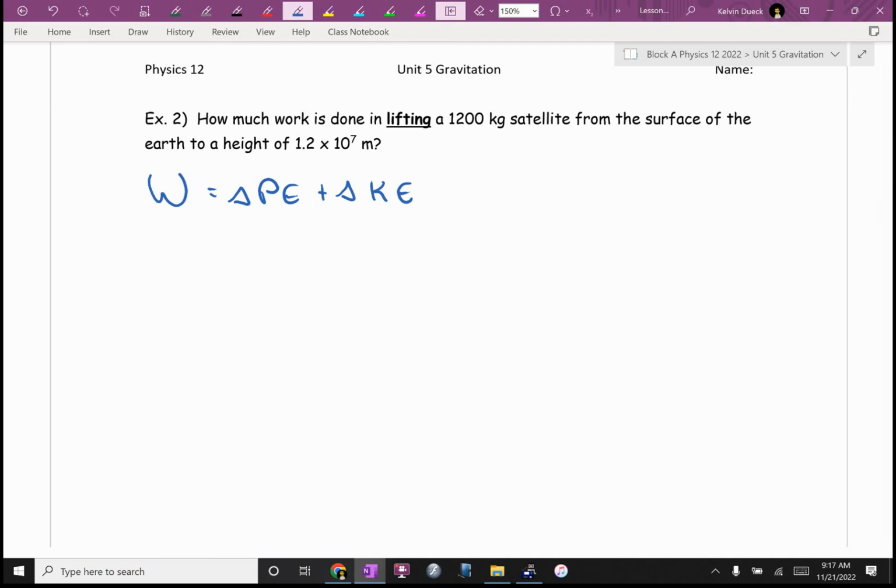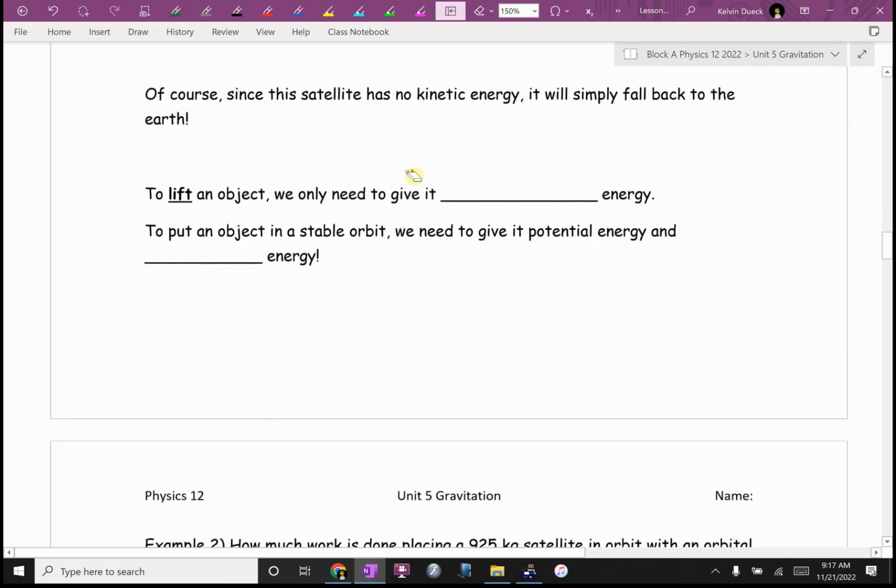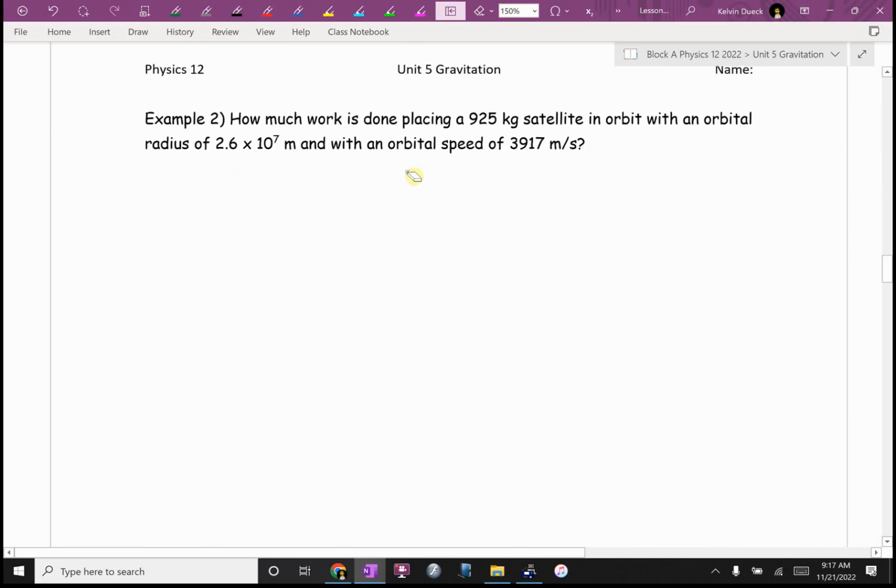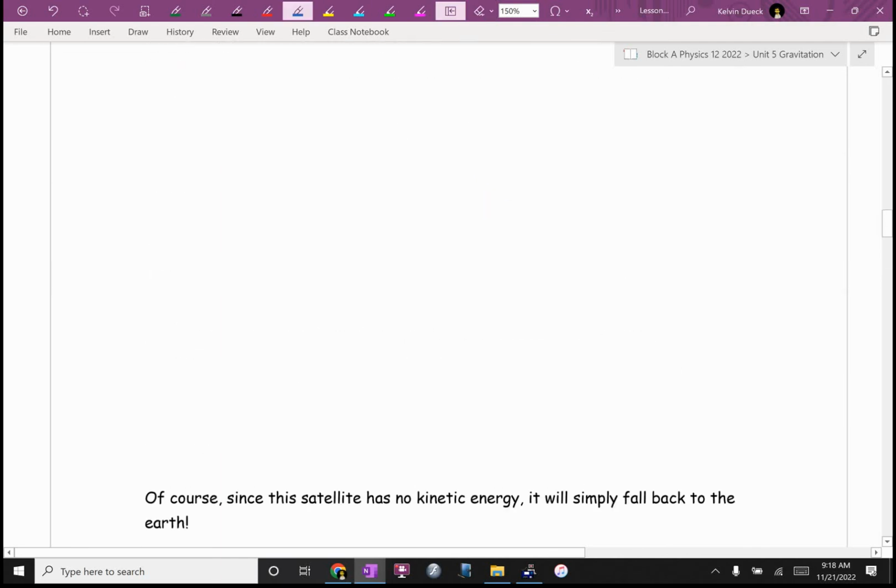Alex, what word did I underline? I did that on purpose. So example 2, all we're asking is how much work, how much energy to lift the satellite to the right height. We're not giving it any kinetic energy because do you see the word stable orbit in this question at all? I'll compare that with the next example 2, which we're going to call example 3 once we get there. We're going to put it in an orbital radius with an orbital speed. So let's go back to this one here.